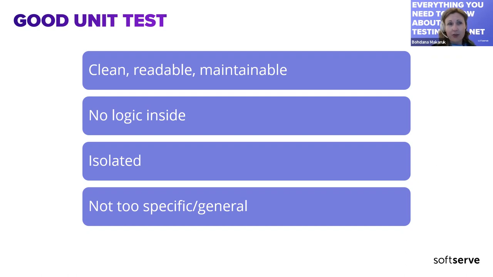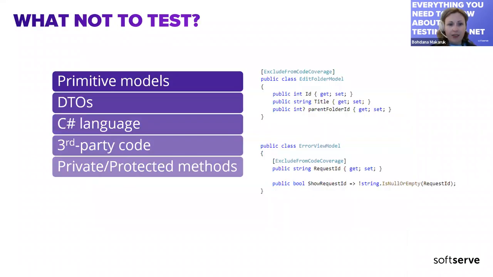And we also should know what not to test. I think in almost all applications, we have some classes we don't want to test, but common candidates for not testing with unit tests are primitive models and data transfer objects. So we can use the ExcludeFromCodeCoverage attribute, as I've already mentioned, and it won't be included in code coverage reports. We can use it for a class, for a method, or for a property.